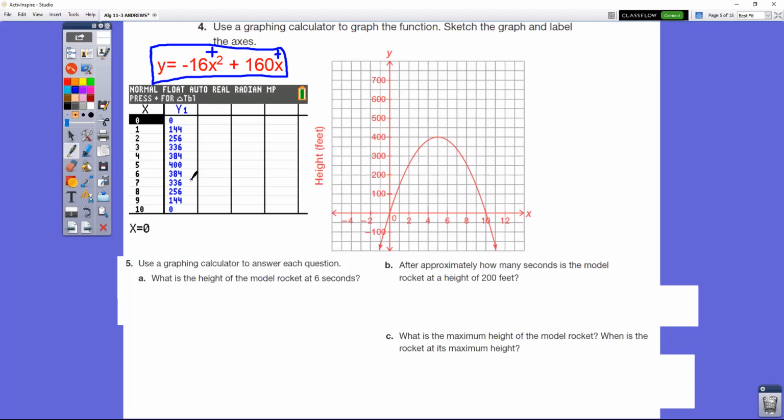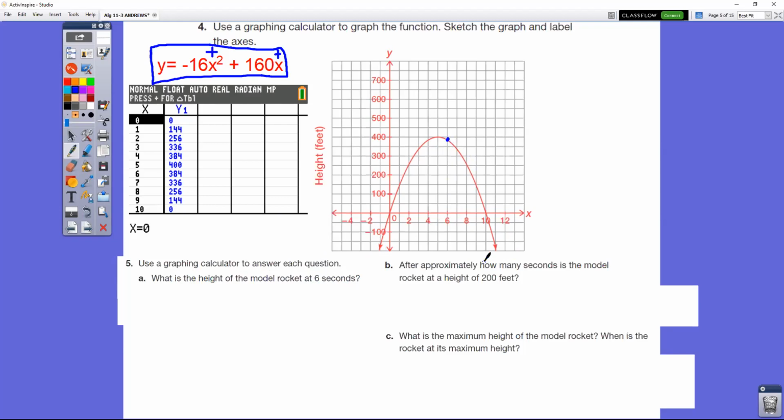This is what the table looks like. All right. Remember, you can hit second and table. On your homework, you will have to graph this out by hand. So just do second and table to find your coordinates. So what is the height of the rocket at 6 seconds? Well, this is your time along the bottom. At 6 seconds, what is the height? Well, the height at 6 seconds is right here on our graph.